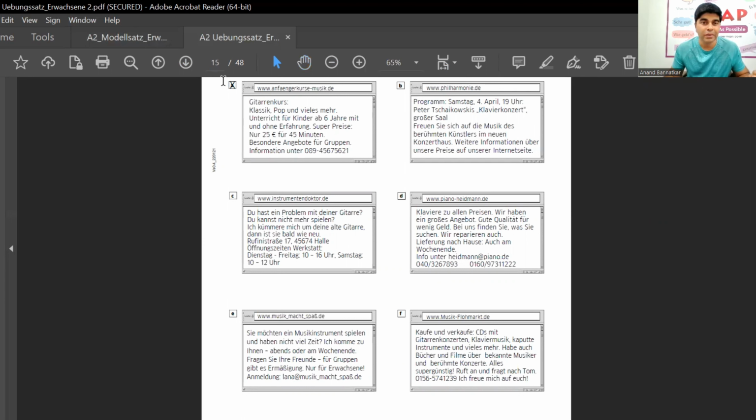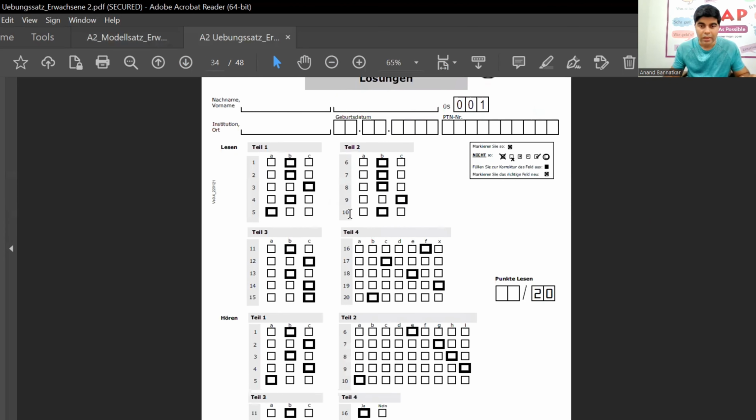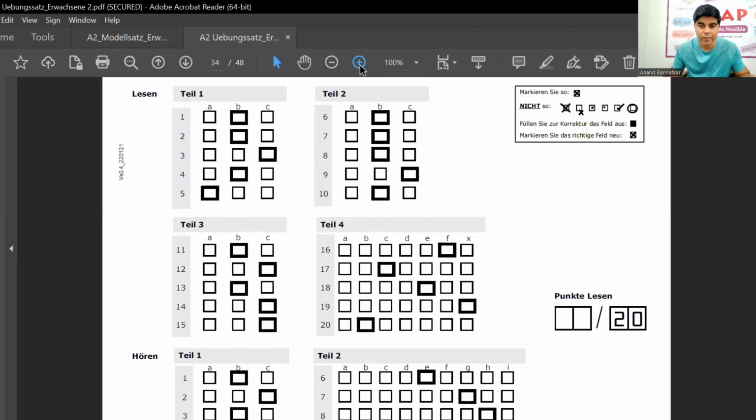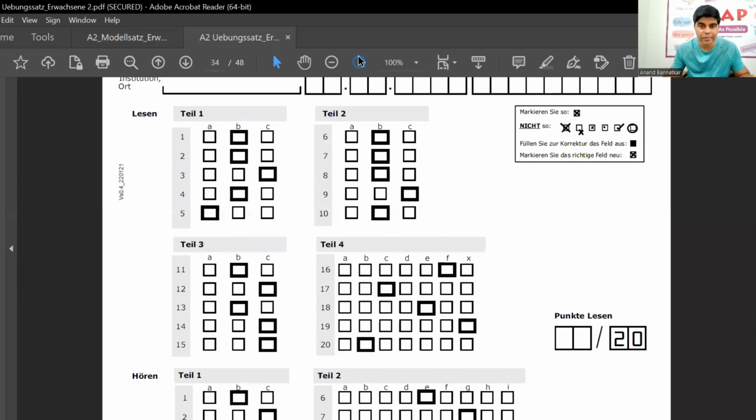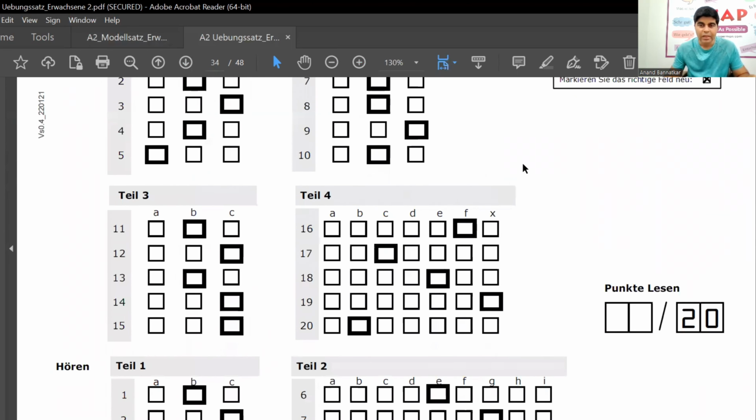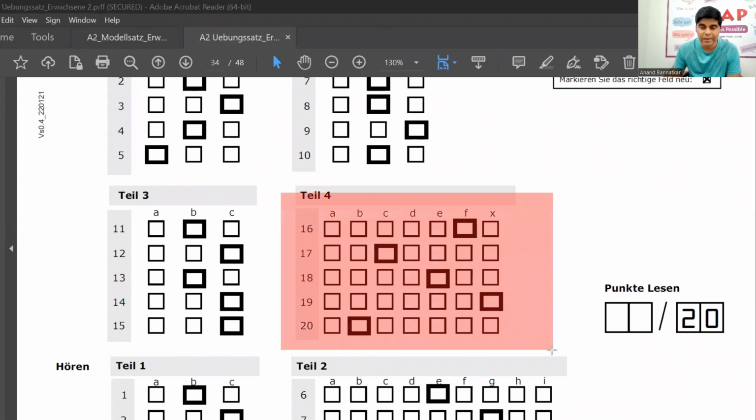So the answers to this are here. Check these answers and tell me out of 5 how many you got correct. Mention that in the comment box. I say this again and again, comment box, and very few students use that. Don't be lazy.